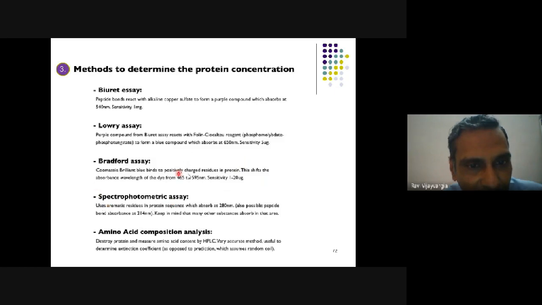Then you have the spectrophotometric method, the absorbance at 280 nanometer. Also, sometimes, though this is not routinely done, amino acid composition analysis can be done. But here you have to destroy the protein and chop it into individual amino acids. This is normally not done routinely, but these are the common methods which are utilized for quantification of the proteins. Okay.